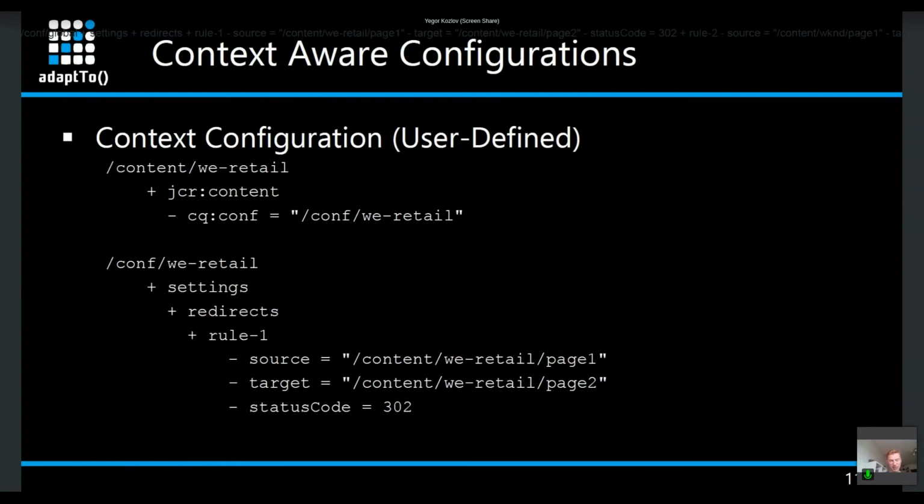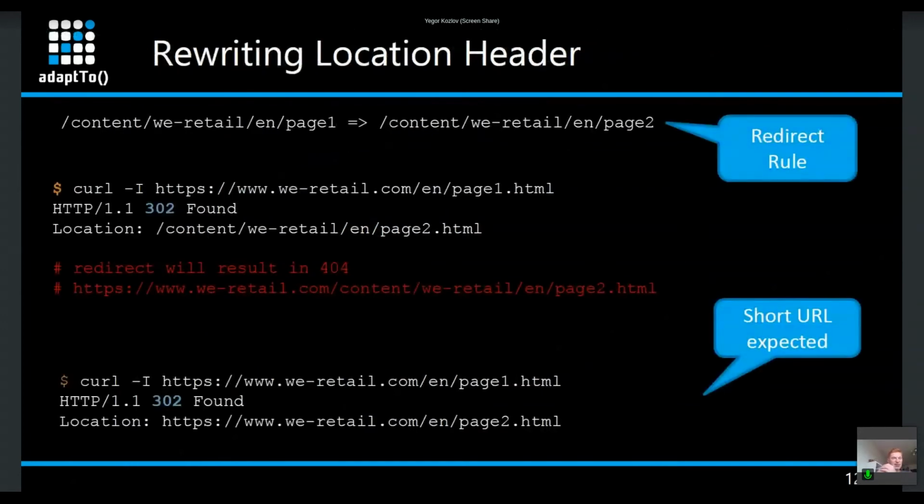So context-aware configuration is a nice way to organize your redirects in AEM. Next important topic is rewriting location header. The simplest form of redirect is a mapping of one JCR path to another. And it might not work in setups where dispatcher will only accept short URLs.